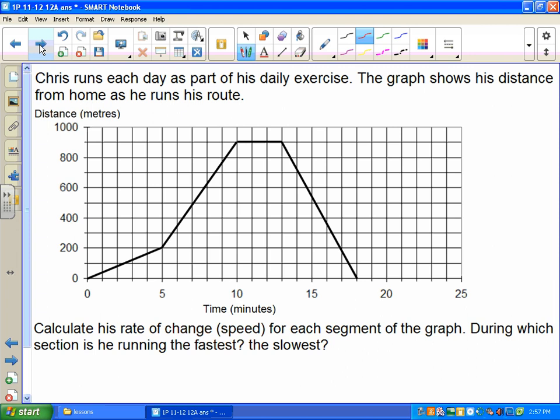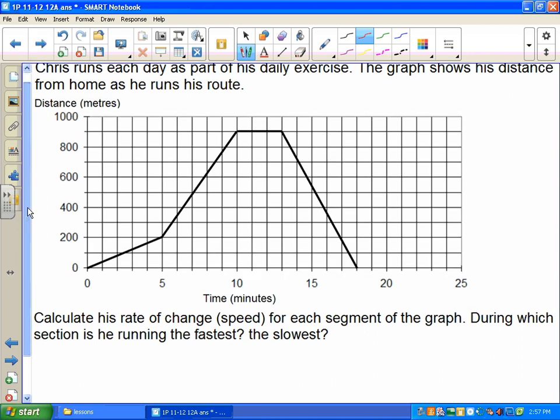Chris runs each day as part of his daily exercise. This graph shows his distance from home as he runs his route. Okay? We want to calculate his rate of change, or his speed, for each segment of the graph. So we can find out during which section is he running the fastest and when is he running the slowest. So this is a distance time graph like the ones that we've been working with.